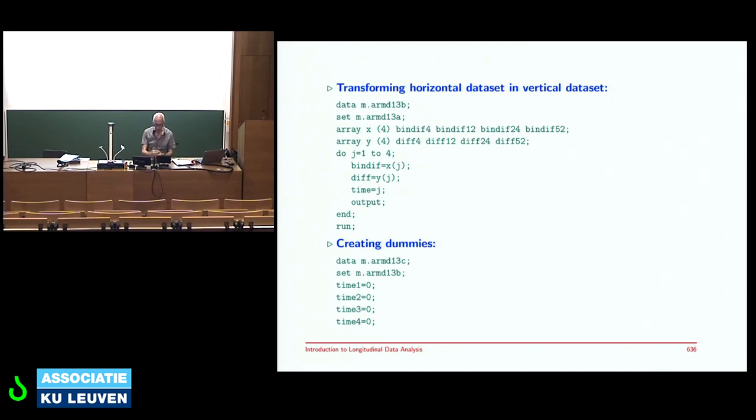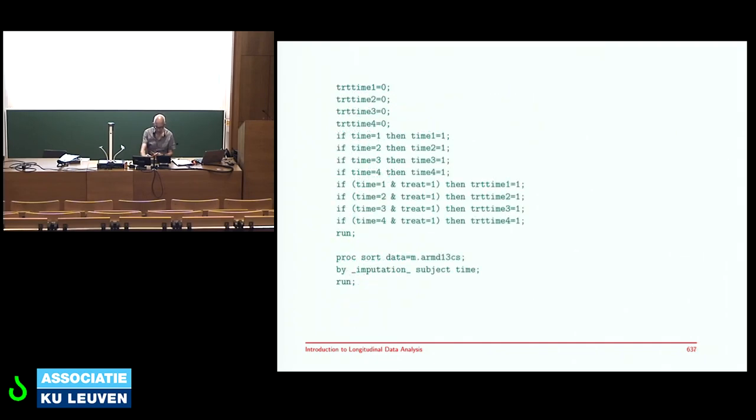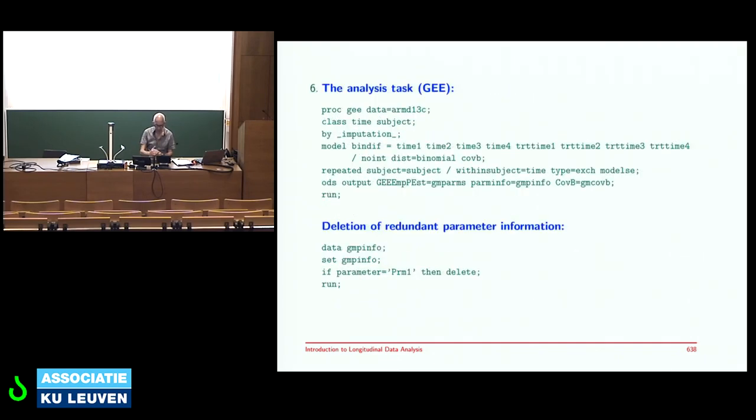Then the horizontal data set is translated into a vertical data set. Again, we create the appropriate dummies and so on and so forth. And then comes the analysis task. All right, so in the analysis task, what we see here is GEE. So this is done with proc GEE. We have the model statement. No missmodel? No, because we do not need to do weighted generalized estimating equations. Missingness has been taken care of.